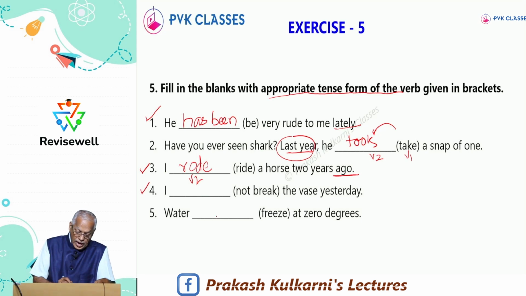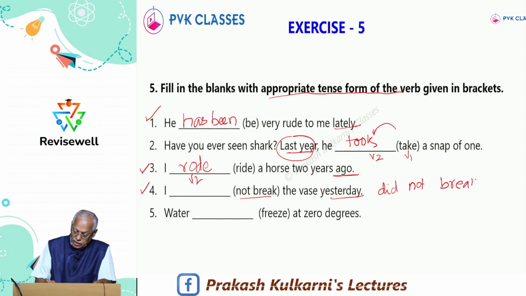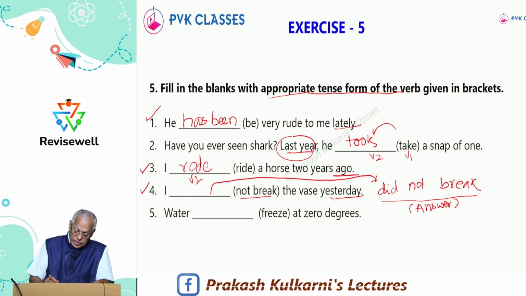Coming to fourth one, I dash not break the vase yesterday. So yesterday indicates past tense and it is a negative sentence. Not break means I did not break. So this is the correct tense form of the verb. Here there is no space, so I have written the answer here. So this is the answer. I did not break the vase. And did tells the tense.